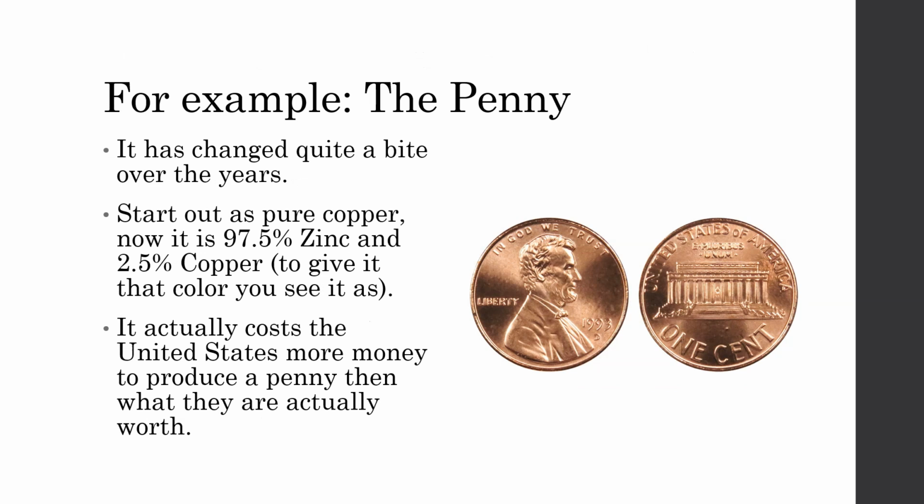Example being like the penny, although it's kind of changed over the years. It started out as like pure copper. Now it's 97.5% zinc and 2.5% copper. Saves a little bit of money. Still keeps the color. You just don't see the zinc underneath it. Fun fact, it actually cost the U.S. government more money to make the penny than what the penny is actually worth.